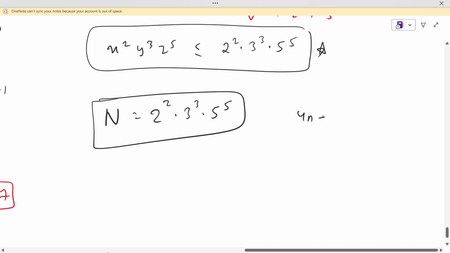So 4n plus 2 type divisor. So it means what? It is 2 into 2n plus 1, right? And n is what? n is also natural there, na?